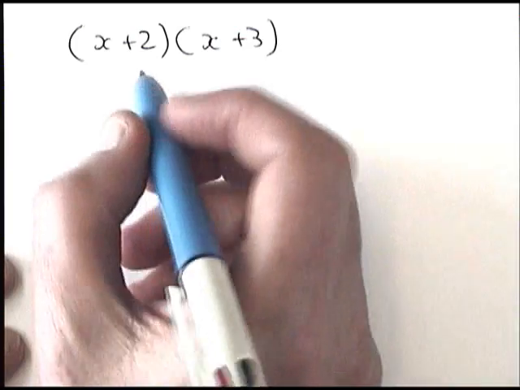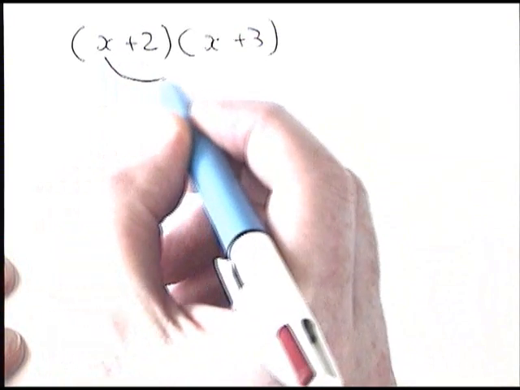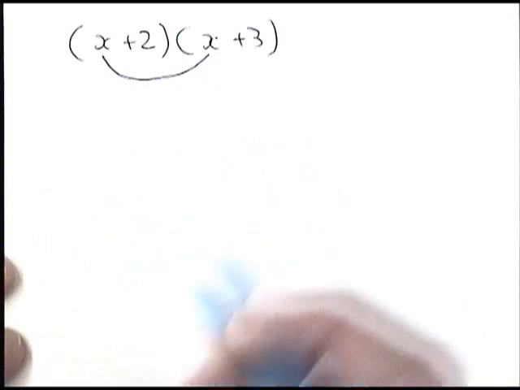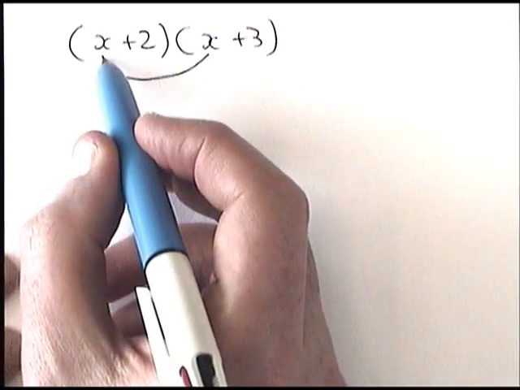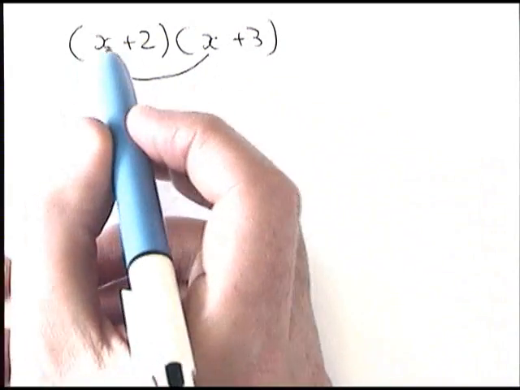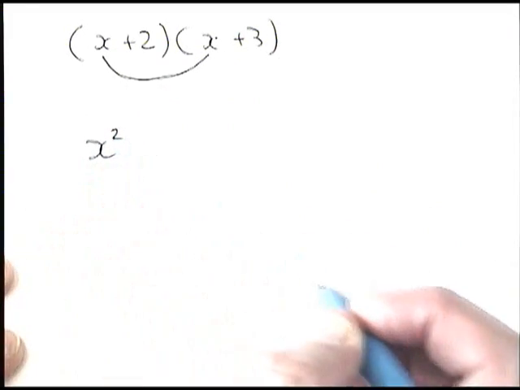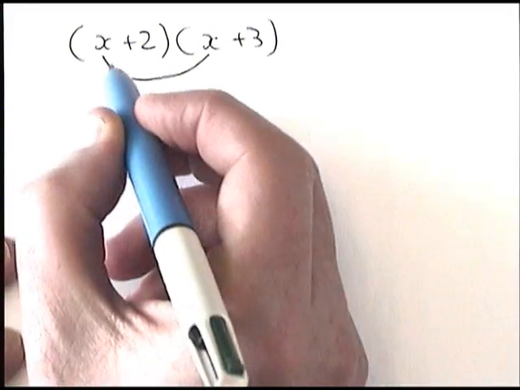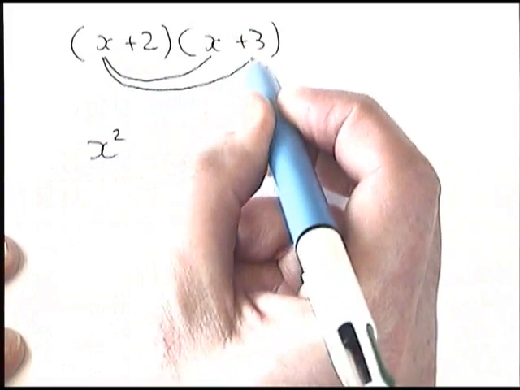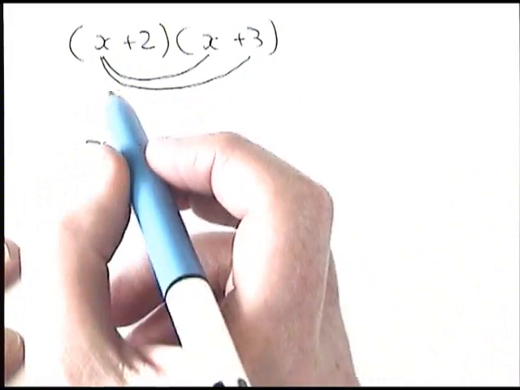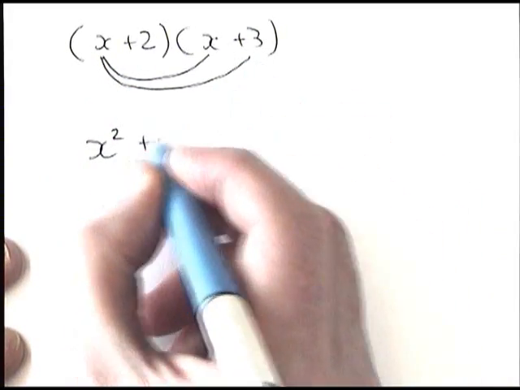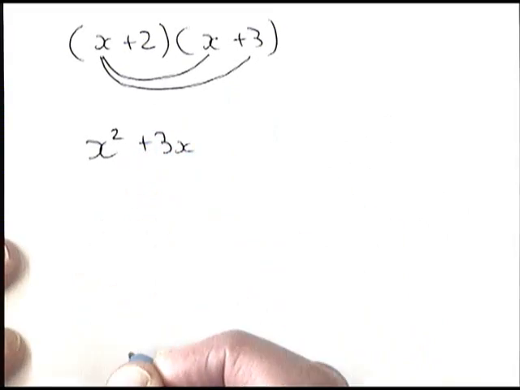First way is by doing the x times by the x. You actually draw that line in to show what you're doing. X times by the x, basically the first thing in that bracket times the first thing in that bracket. X times by x is x squared. Then the x has to be times by the other thing, the plus 3. And x times by plus 3 is plus 3x.